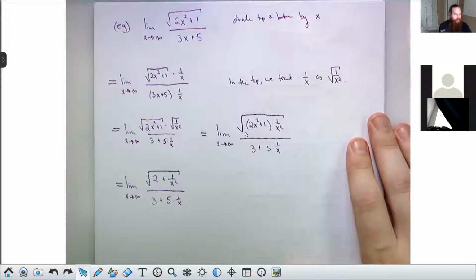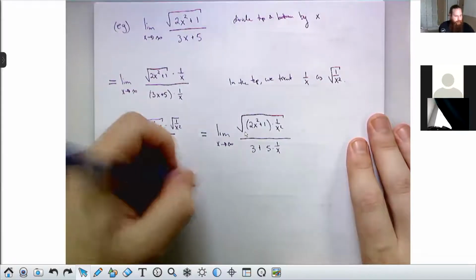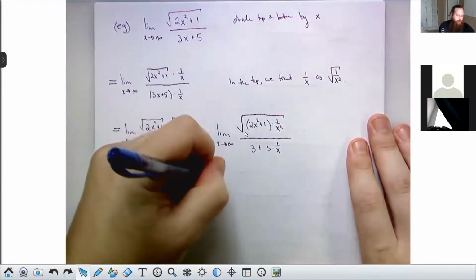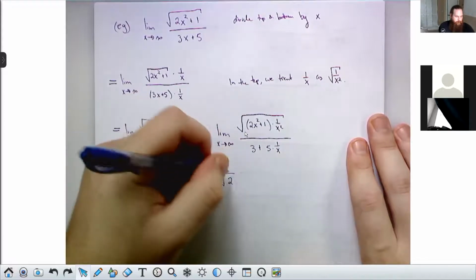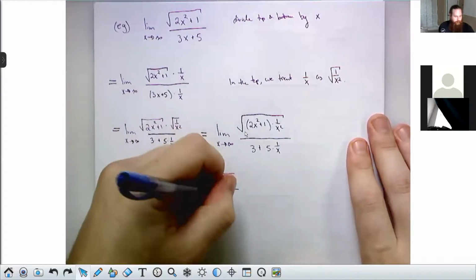And this we can handle. 1 over x squared, as x goes to infinity, goes to 0. 1 over x, as x goes to infinity, goes to 0. So this is the square root of 2 over 3.